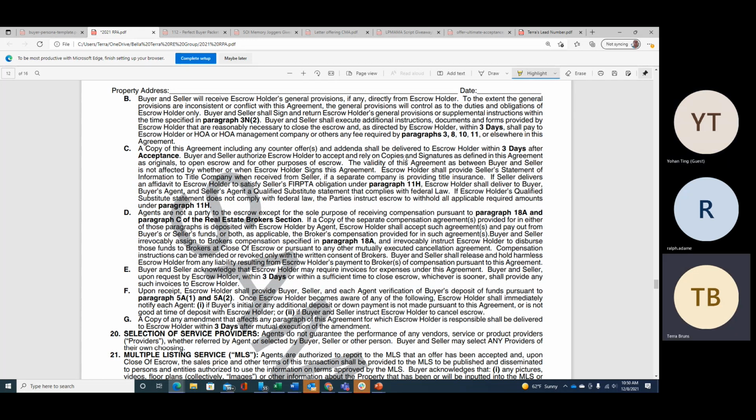I also like that they called this out. Escrow does not have to sign the purchase agreement and return it to both sides in order for this to be a valid contract. If it happens, great. If it doesn't, it's still a valid contract. This contract is between the buyer and seller. Doesn't matter if escrow actually signs it or not.